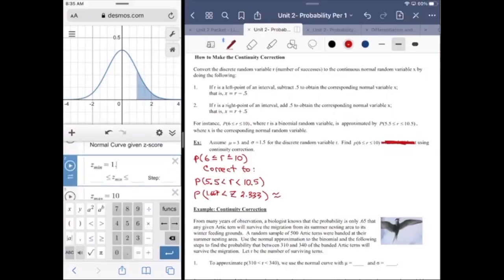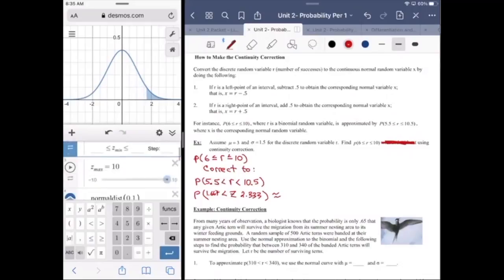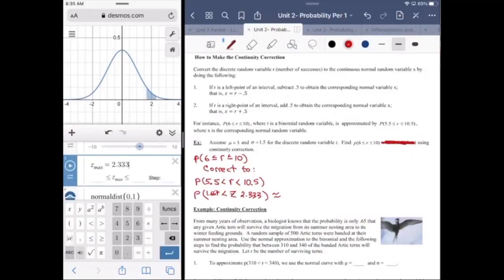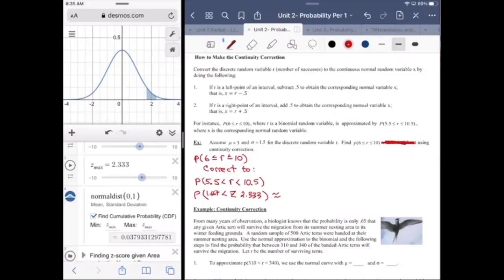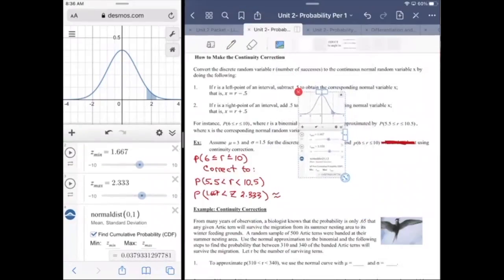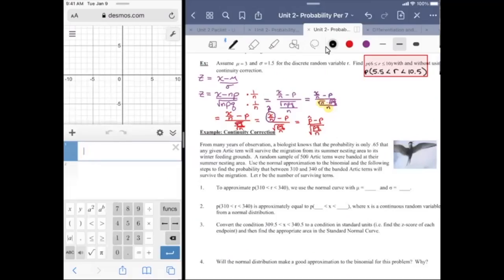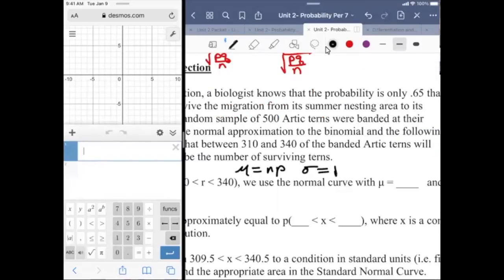So 1.667 and 2.333. So it's that little sliver of interval. That's what they're asking us for. And we're talking about 0.0379. We're approximating the probability of R, variable representing the appropriate number of successes, being between 310 and 340. If we want to do that, we would use the normal curve with mu equal to, well, mu is equal to np. Sigma is equal to the square root of npq.